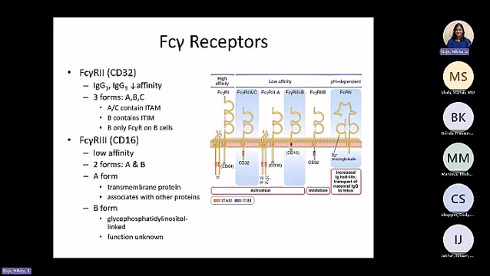Else on this that's different. We talked about R2B having ITIM, A and C having ITAM, CD16, which is R3, R3A and R3B that have CD16 on them. A form has the other proteins and helps with ADCC. B form has a different structure. We don't know the function of that. R2, we talked about that. CD32, well, we talked about that.